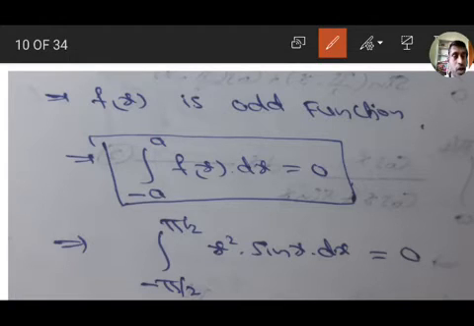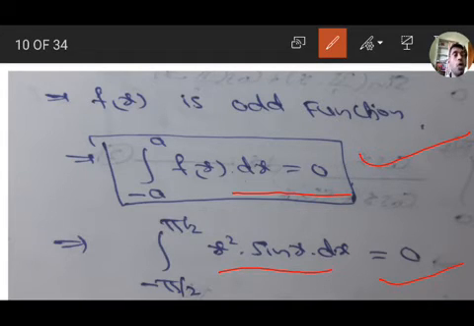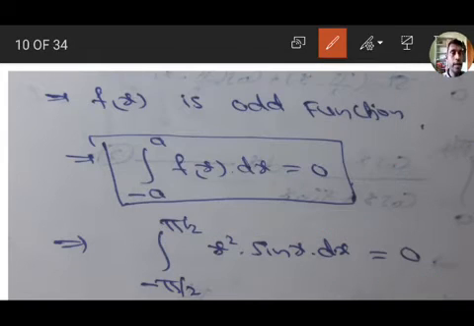Therefore the integral from minus a to a of f of x dx equals 0. So the integral from minus pi by 2 to pi by 2 of x square sin x dx equals 0, because it is an odd function. Odd function means the integral from minus a to a of f of x dx has value 0. Okay. Next problem.